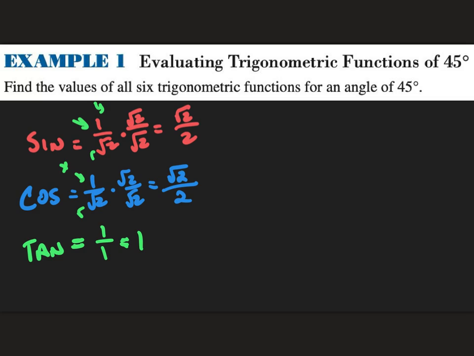Now for the other three. All the co's go with the non-co's. So sine does not have a co in front of it. So what's opposite the sine is the cosecant. CSC is called the cosecant. And what you do is you take the sine and flip it upside down, which leaves us with root 2. The cosine goes with the secant, SEC, which is the same thing, root 2 over 1, which equals root 2.